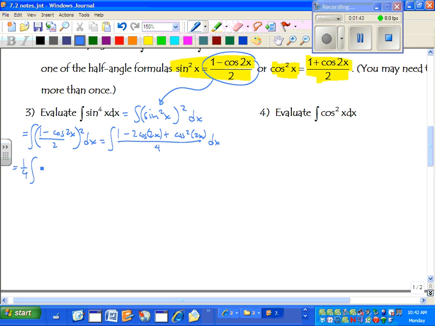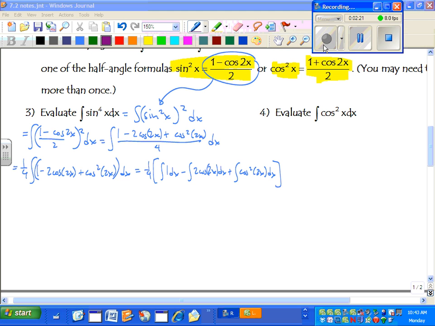Then what we're going to need to do is look at these three parts here, 1 minus 2 cosine of 2x plus cosine squared of 2x. And we're going to have to split those three into 3 separate integrals. Take them in smaller parts. So this 1/4 still out in front of everything. We're going to have the antiderivative of 1 dx minus the antiderivative of 2 cosine of 2x dx plus the antiderivative of cosine squared of 2x dx.